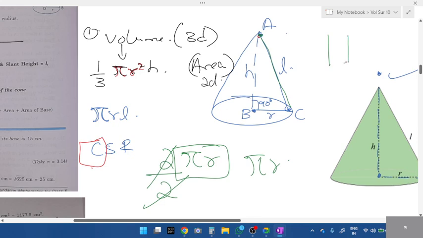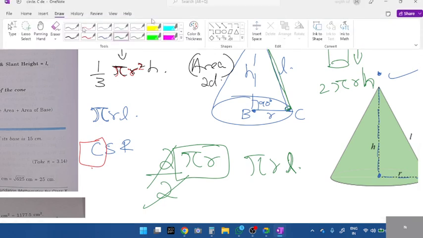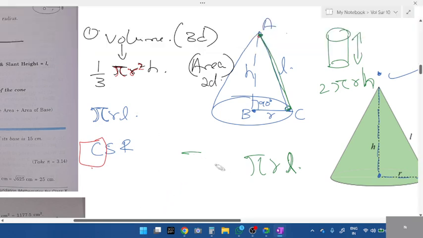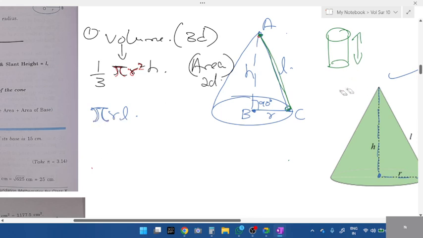If it was a cylinder, 2 pi r h. H was the height of the cylinder. Here it is not straight, it is slanting, students. L is slanting. That's the reason we take L. Pi r L is the formula. So remember, it is similar to circumference. For circumference, it is 2 pi r. For this, it is just half of it. Volume is one third, circumference is half.